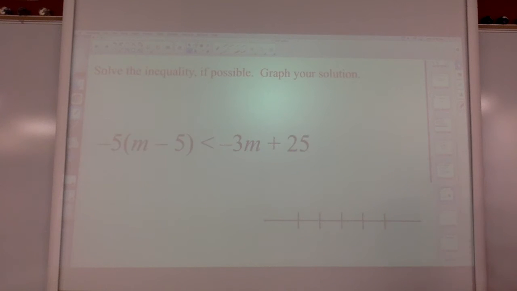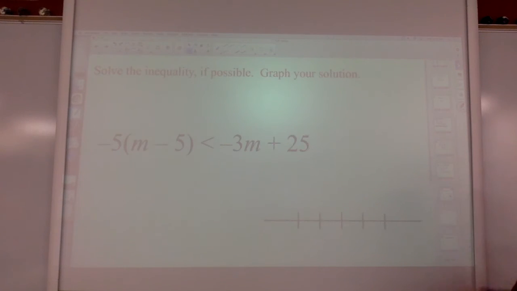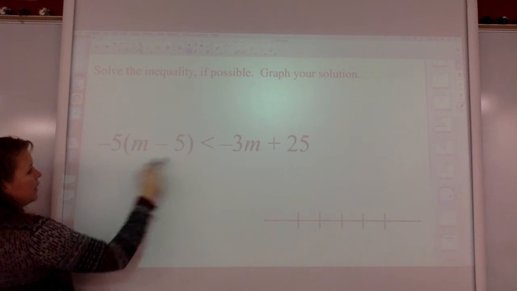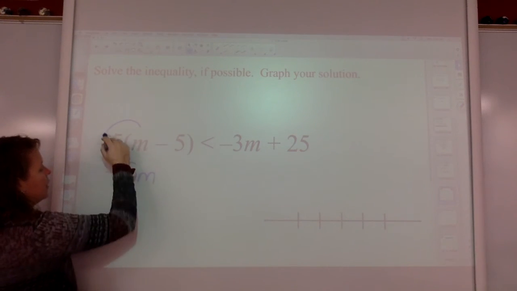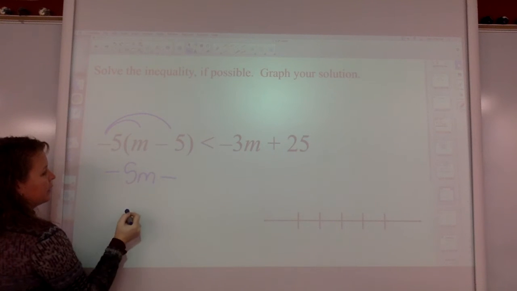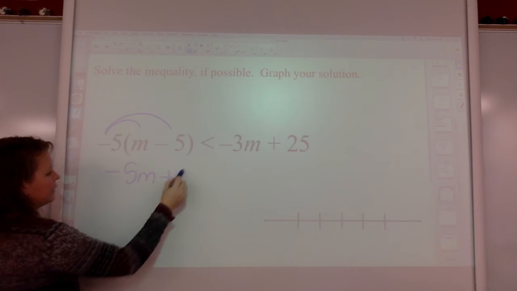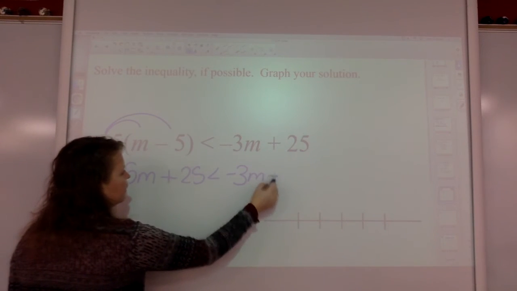We'll just do one more example problem. Solve the inequality if possible, it still says, but now you're going to graph your solution. We are not going to graph them if there's an infinite or no solution, but possibly this one will work. So just another practice of what we did on day 1. Take the time to write this down: negative 5m. Be careful here, this is not a subtraction sign, it's a negative. Negative times a negative is a positive 25, is less than negative 3m plus 25.